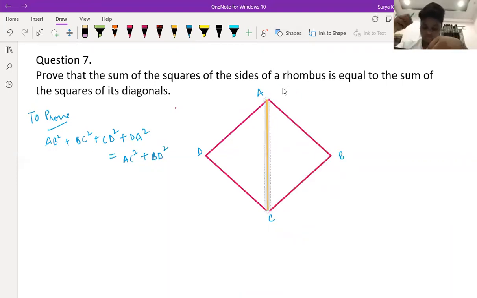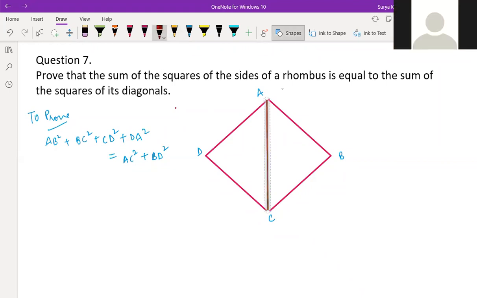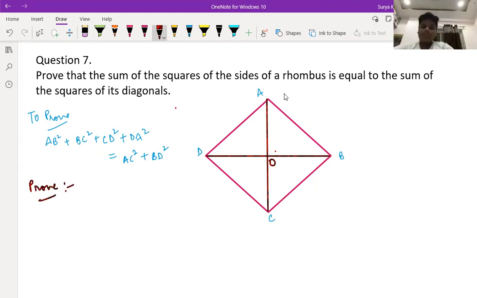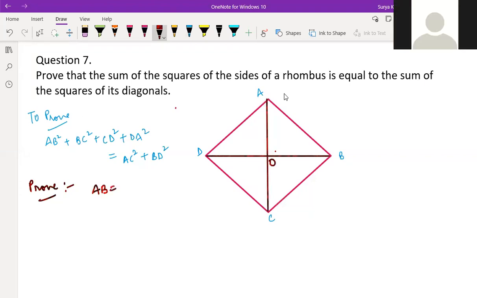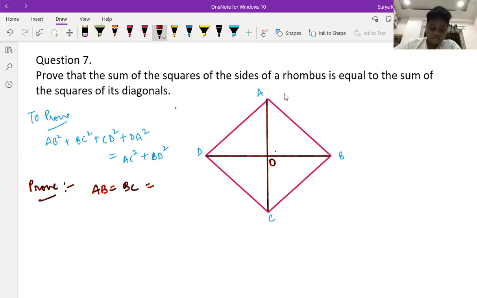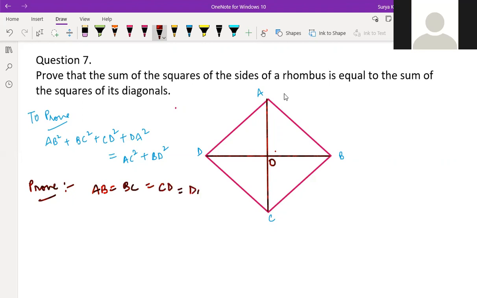So in the question only they have given that the sum of the squares of the sides of this rhombus is equal to the sum of the squares of its diagonals. So how to prove, Teja, tell me? Sir, AB is equal to BC and CD equal to DA. All are equal. See, AB is equal to BC is equal to CD is equal to DA. This is a rhombus. This is the property of the rhombus.